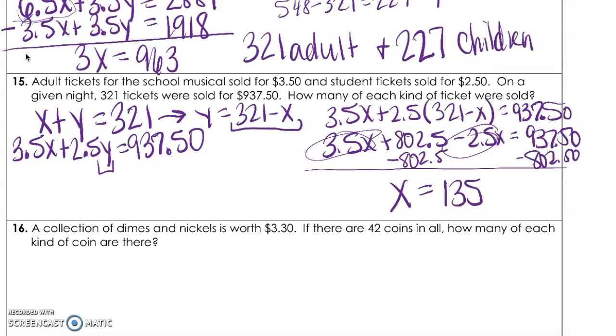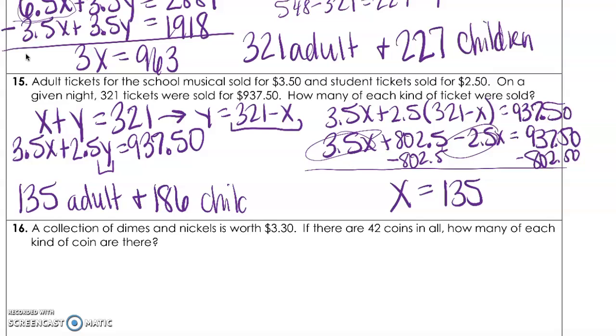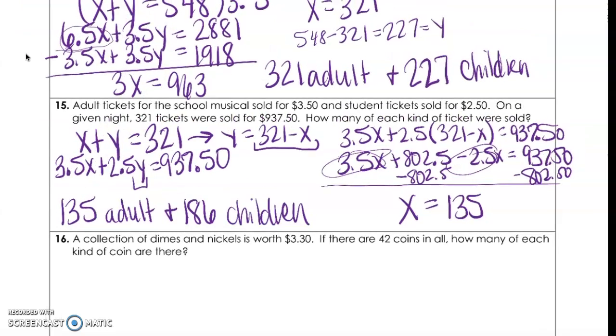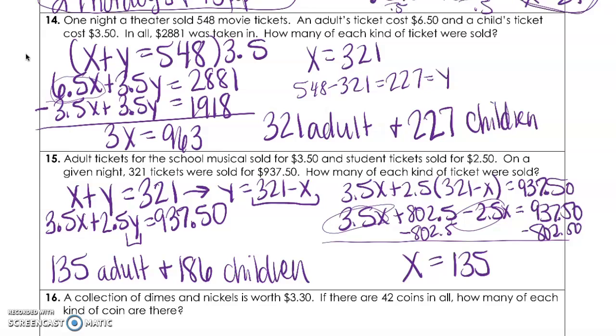So again, 135 is x. X goes for adult tickets because it has the 350. So 135 adult. And if I do 321 minus 135, I get 186 children. So if you go back and look at 14 and 15, 14 I did with elimination and 15 I did with substitution. So you just need to decide which way you like better.